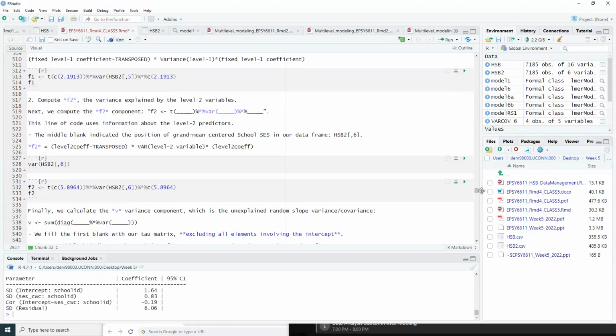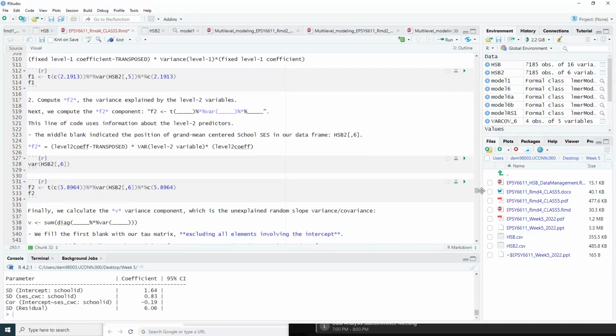That's what that means. And that's why I created HSB2, because I didn't want to keep having to count all these columns. I want fewer columns. And this is variance. Just compute the variance of the group-mean-centered SES. The T here means transpose. So it's gamma transpose V gamma. And I do that, and I'm going to get something.